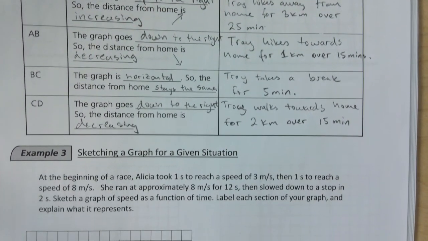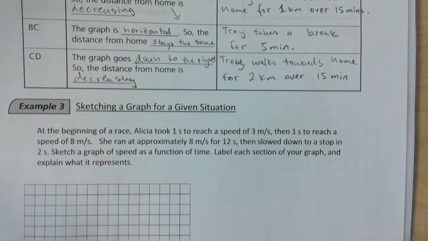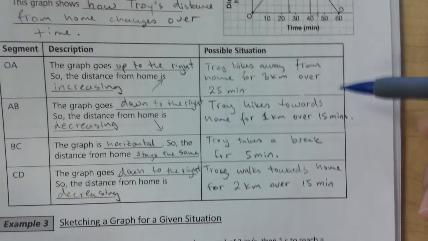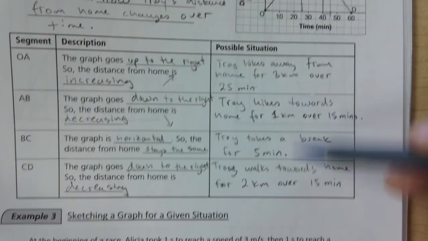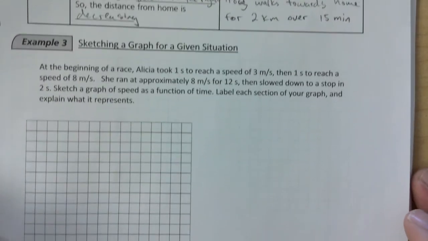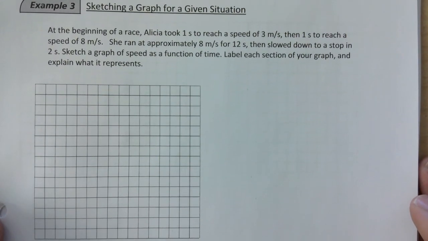Sketching a graph for a given situation. So now we're going to be basically told a story like this, and we're going to translate that into a graph. We're going to go backwards the other way. Okay. So here it is.